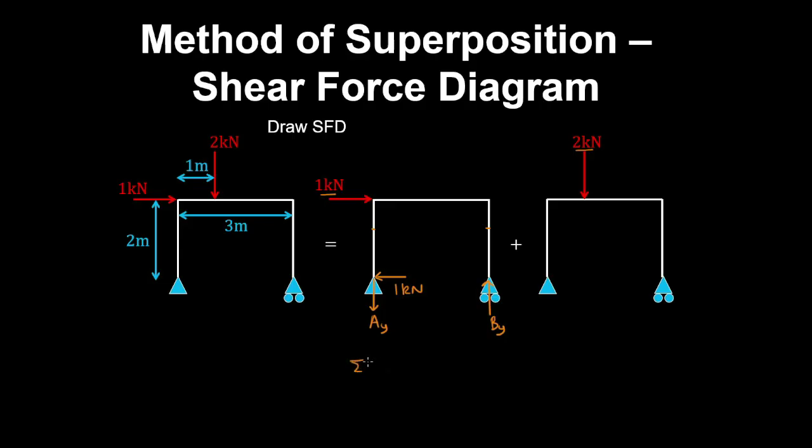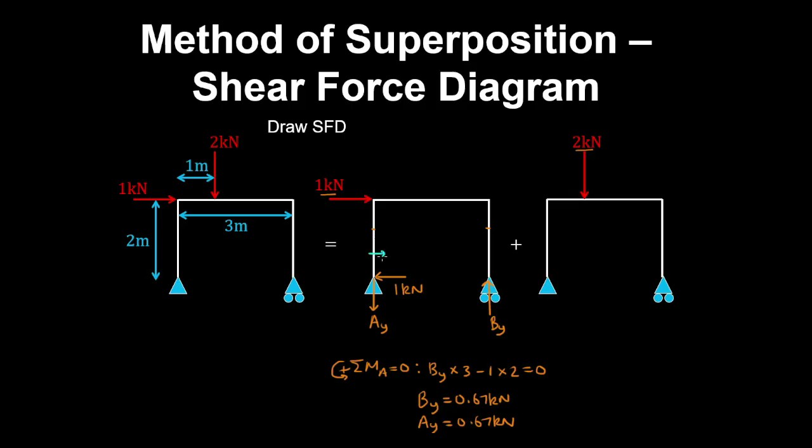And if we take a sum of moments about A, with anti-clockwise being positive, we have By by the moment arm of 3 meters minus 1 kilonewton by the moment arm of 2 meters is equal to 0. And therefore By is 0.67 kilonewtons. And by vertical equilibrium of forces, Ay is also 0.67 kilonewtons, but acting downwards.